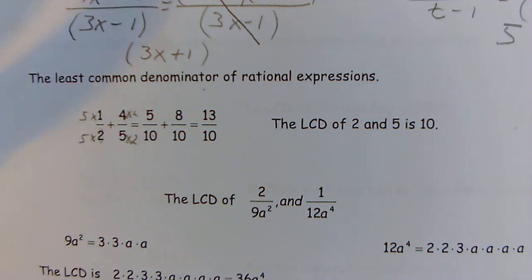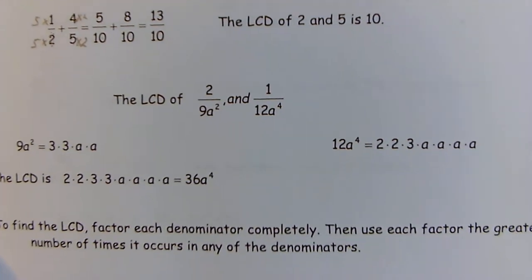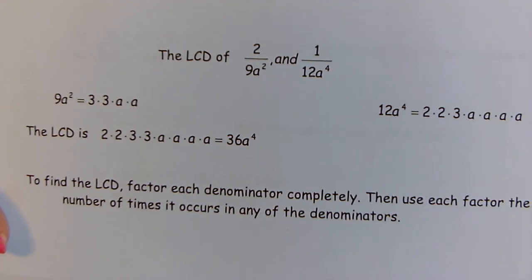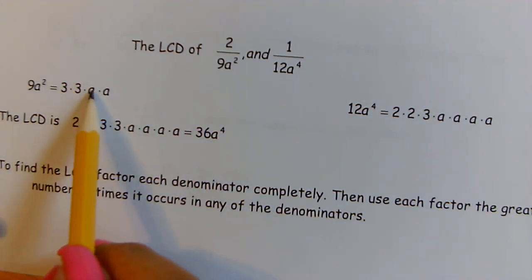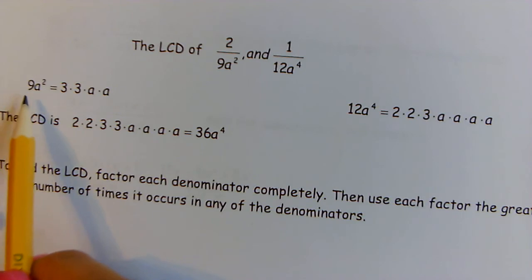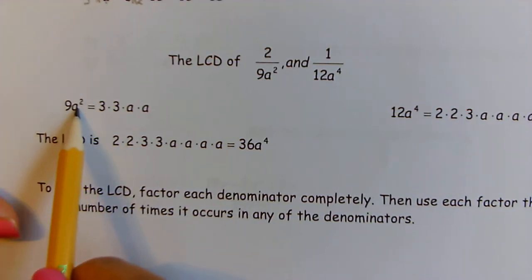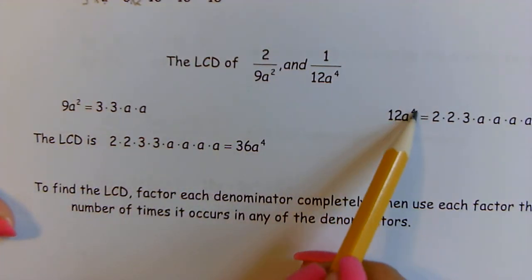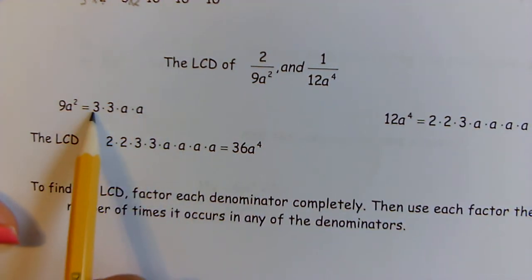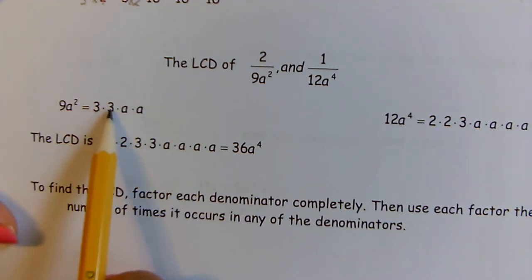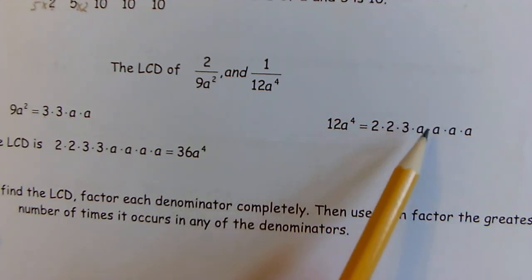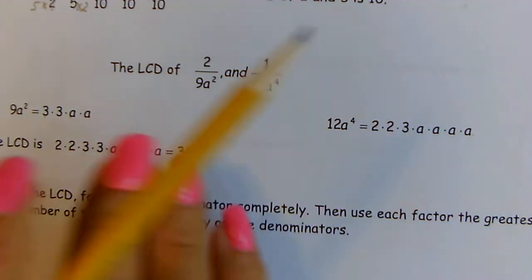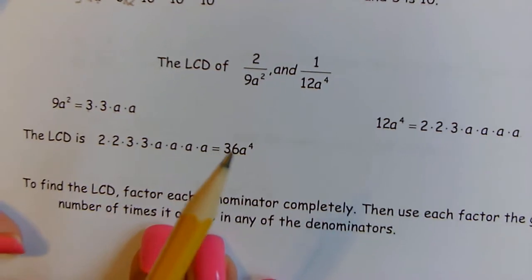Now we're going to have to choose common denominators of expressions, and we're going to have variables. For example, if you have 9a squared and 12a to the 4th, if you notice, if you factor them out, this one has 2 3's and 2 a's. This one has 2 2's, a 3, and 4 a's. You need everything for your common denominator.